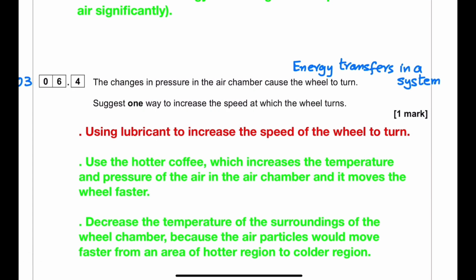Using the lubricant to increase the speed of the wheel to turn fast, use the hotter coffee, which increases the temperature and the pressure of the air in the air chamber, and it moves the wheel faster. Decrease the temperature of the surroundings of the wheel chamber because the air particles would move faster from an area of hotter region to the colder region.